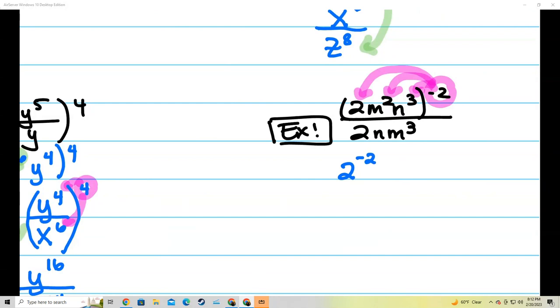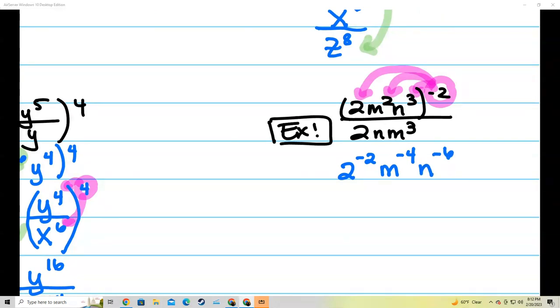Now, I have an m to the 2 to the negative 2. Remember, when you have a power to a power, we multiply. So 2 times negative 2 is going to give me m to the negative 4. And then I have another power to a power, so 3 to the negative 2. 3 times negative 2, that gives me negative 6, so n to the negative 6.